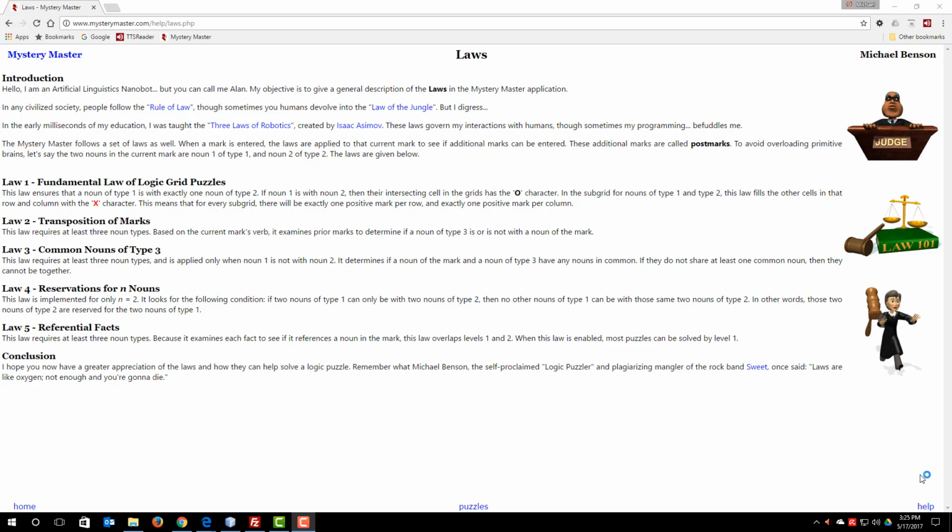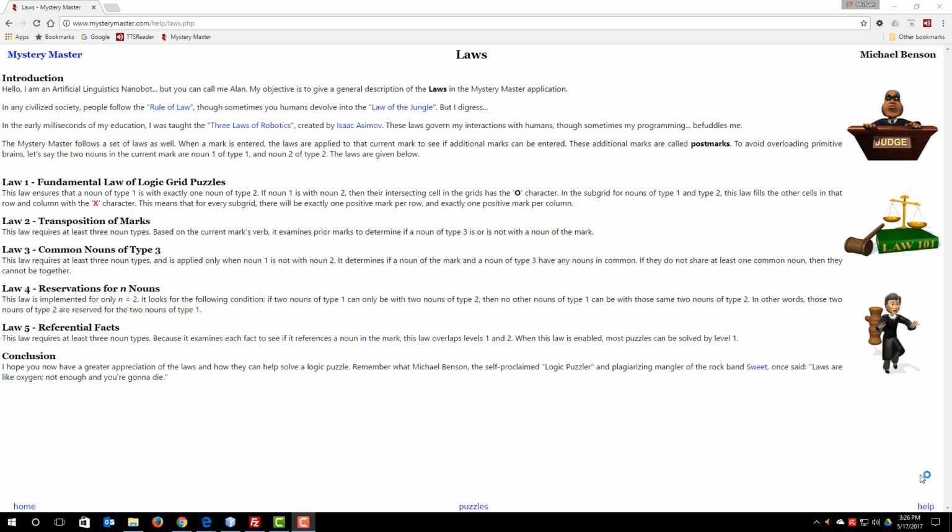Law 4, reservations for n nouns. This law is implemented for only n equals 2. It looks for the following condition. If 2 nouns of type 1 can only be with 2 nouns of type 2, then no other nouns of type 1 can be with those same 2 nouns of type 2. In other words, those 2 nouns of type 2 are reserved for the 2 nouns of type 1.